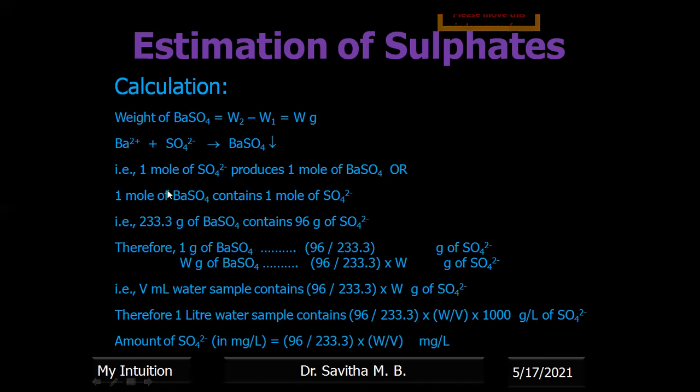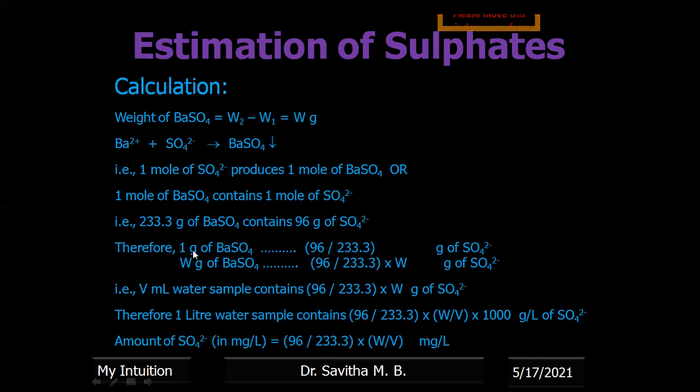If you see the molecular weight of barium sulfate, it is 233.3 grams. Therefore, 233.3 grams of barium sulfate contains 96 grams of sulfate. Sulfur is 32, oxygen is 16. If you add all this, you will get 96. Therefore it means that 233.3 grams of barium sulfate contains 96 grams of sulfate.